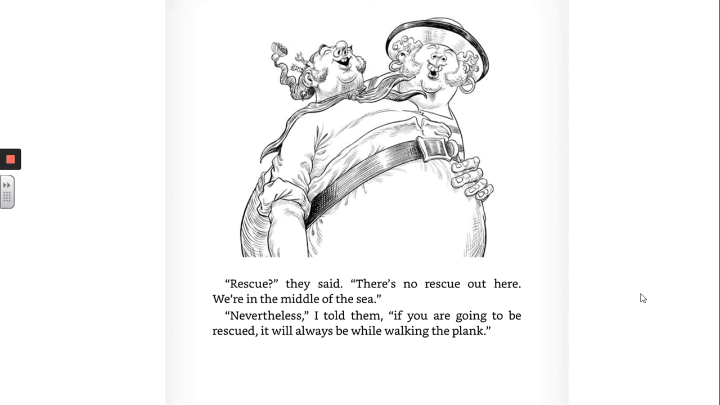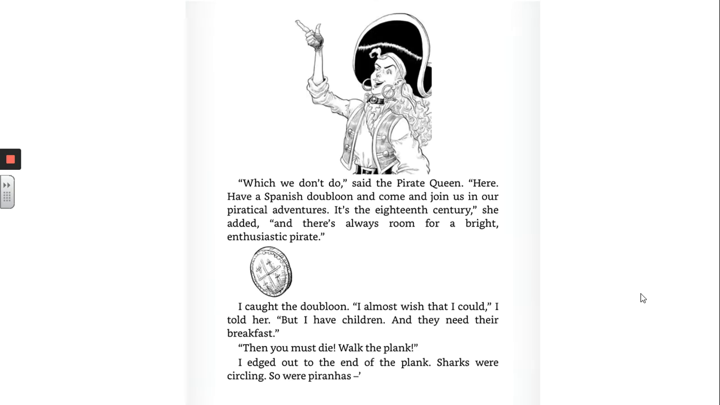Rescue? They said. There's no rescue out here. We're in the middle of the sea. Nevertheless, I told them, if you're going to be rescued, it will always be while walking the plank. Which we don't do, said the Pirate Queen. Here, have a Spanish doubloon and come and join us in our piratical adventures. It's the 18th century, she added, and there's always room for a bright, enthusiastic pirate.